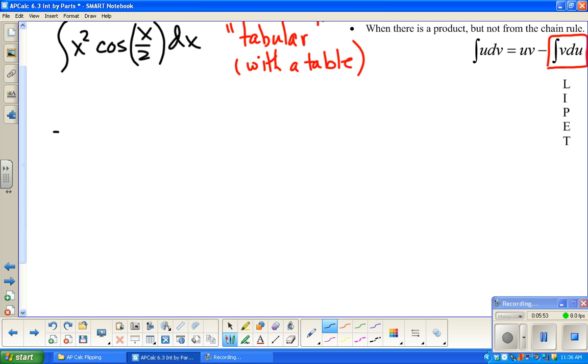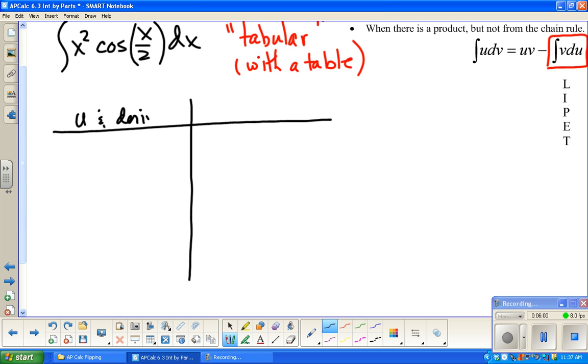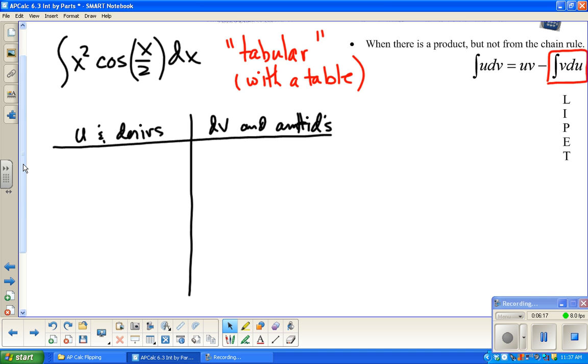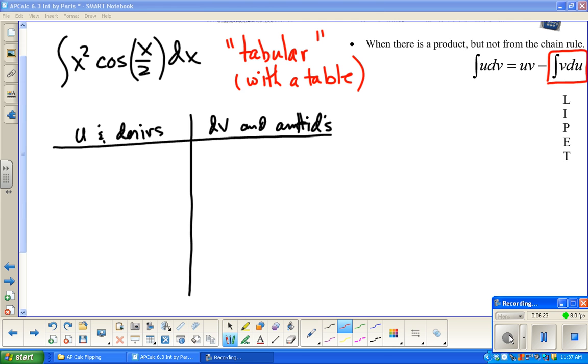Okay, so the way this is going to look is we're going to have two columns in our table. This is going to be u and the derivatives of u. This side is going to be dv and the antiderivatives. So you're doing derivatives down the u column, antiderivatives down the dv column, because you want to get from dv to v. Okay. So we would still go through the whole LIPET thing.